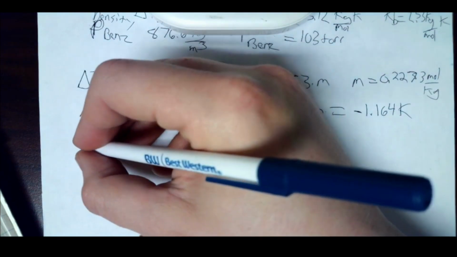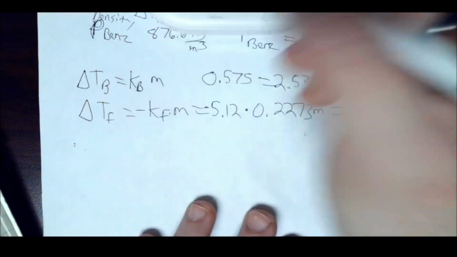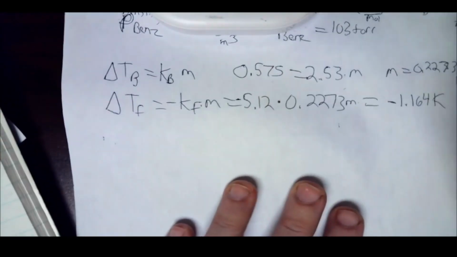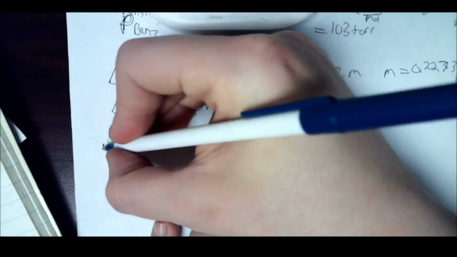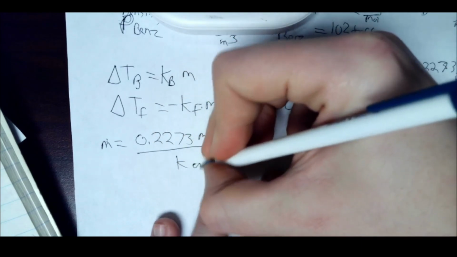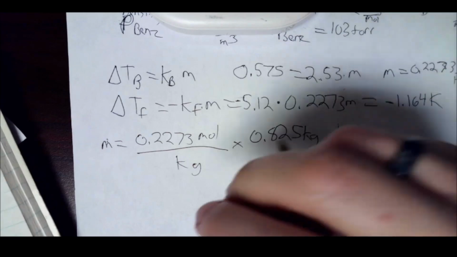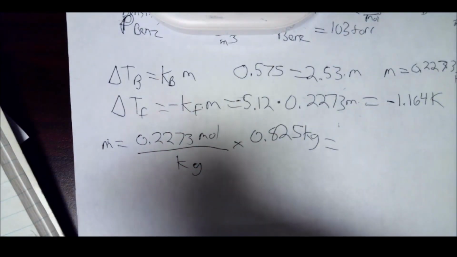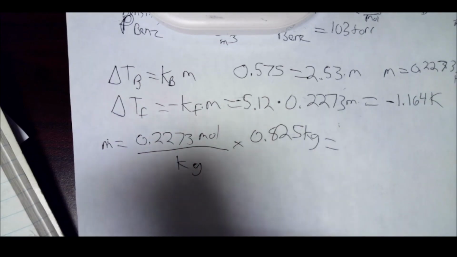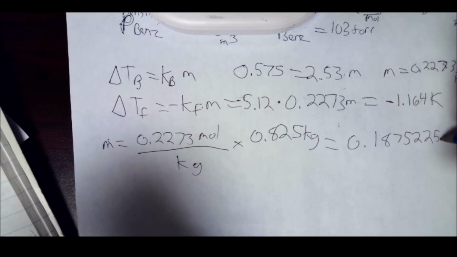But we have to turn molal into moles using the fact that it's kilograms of solvent. So we need to find how many kilograms of solvent. We said there was 825 grams of benzene. So our molal being 0.2273 moles per kilogram, we multiply this by 0.825 kilograms, and it would give us the moles of our solute. So 0.2273 times 0.825 would give approximately 0.1875225 moles.